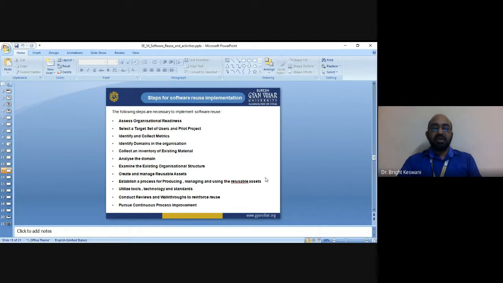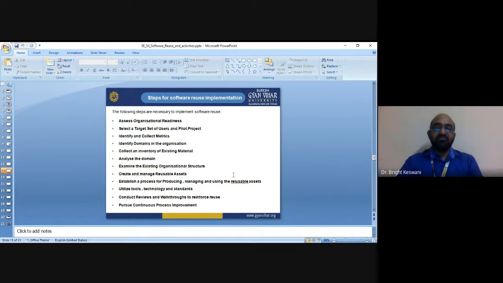These are some steps for software reuse implementation. A successful program in reuse starts with the recognition of reuse potential. A stable, mature, and well understood domain offers the best possibilities for reuse. These are the steps necessary to implement software reuse, and all steps are listed here.